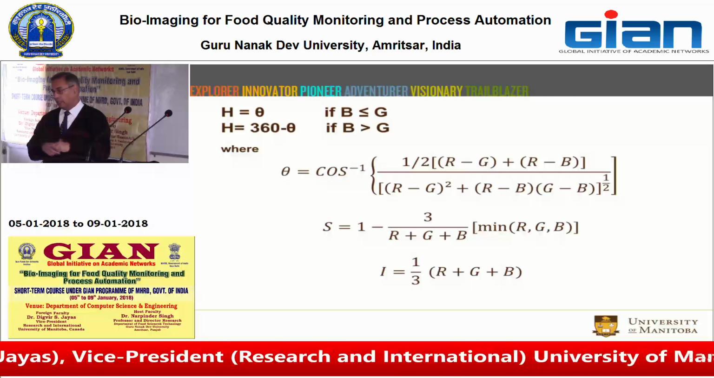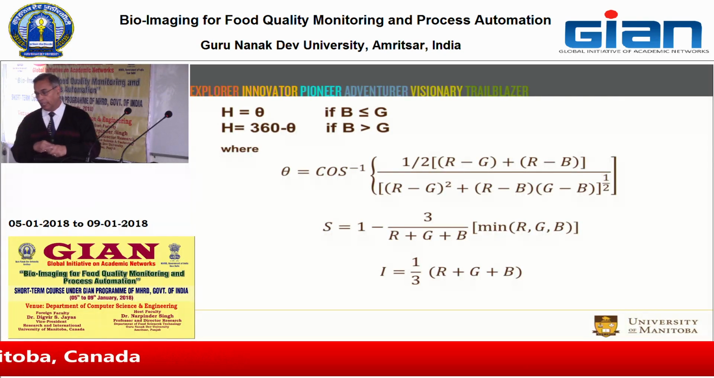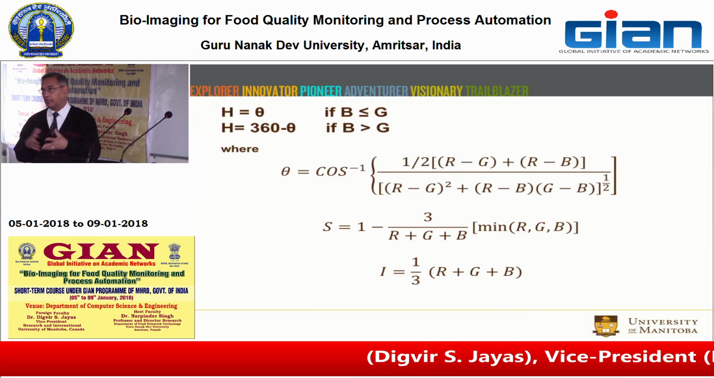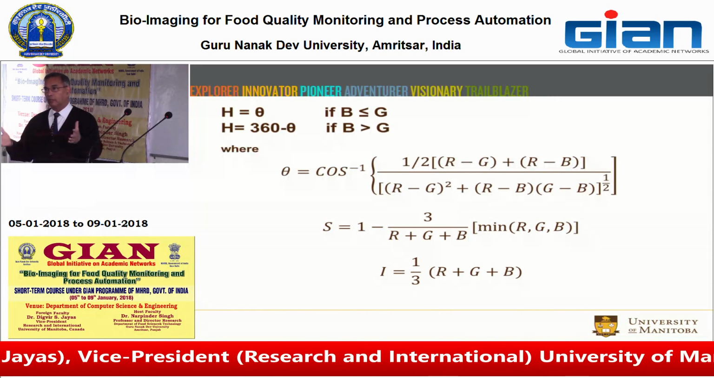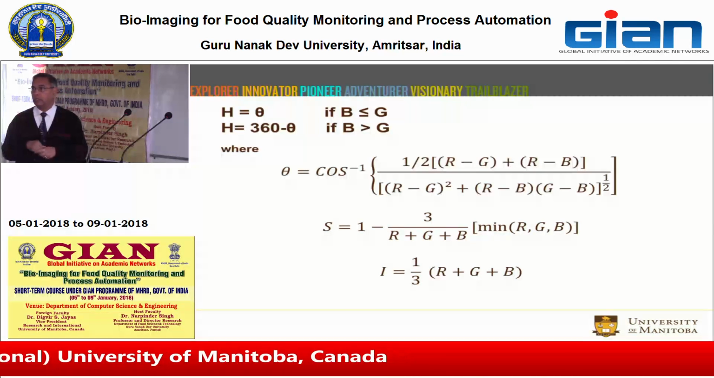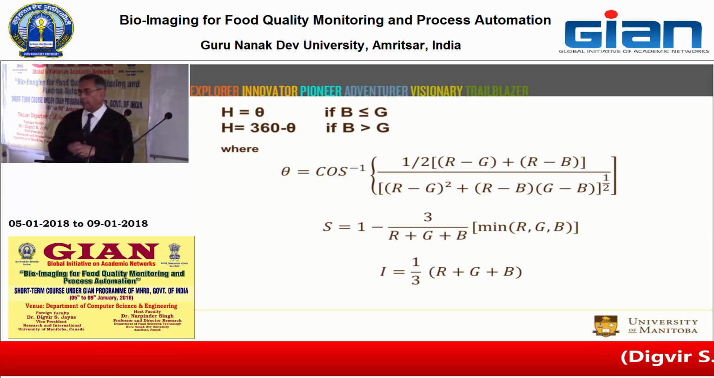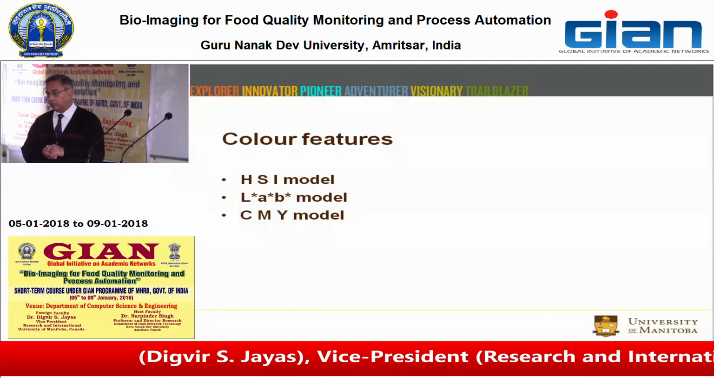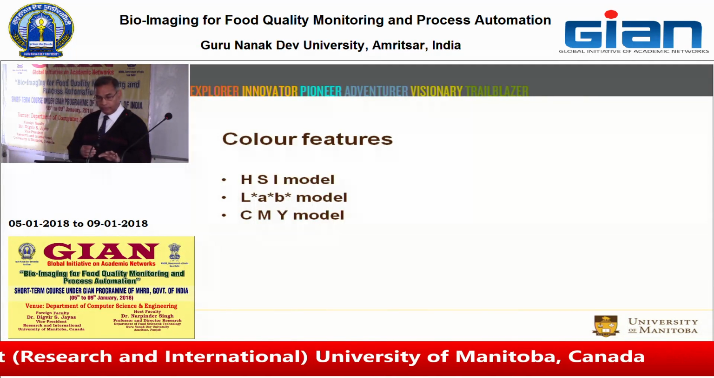Then S is calculated from RGB by using the equation in the middle. You take the minimum of red, green, or blue, whichever is the lowest of the three colors, divide that by the summation of the three colors, multiply by 3, and then subtract that from 1. And I is basically 1/3 of all three colors together, because that's really referring to intensity. Okay, so that's how you can convert RGB to HSI.